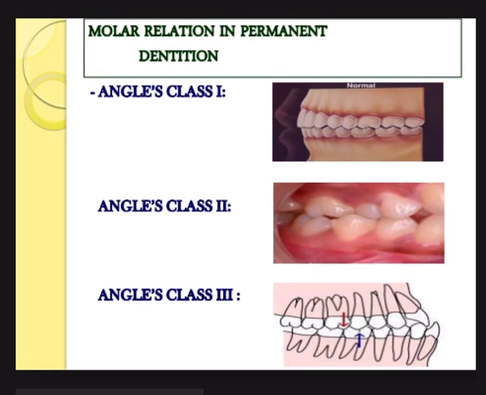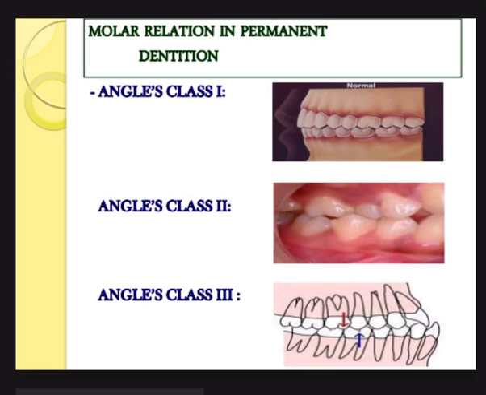And here the molar relationship is based on Angle's class 1, class 2, class 3. I am sure all of you know what Angle's class 1, class 2, class 3 is, right? This is a cusp to fossa relationship. Basically we say the mesiobuccal cusp for class 1 will coincide with your buccal groove. In class 2, how I remember it is that your mesiobuccal cusp will be anterior to your buccal groove. That's how I remember.